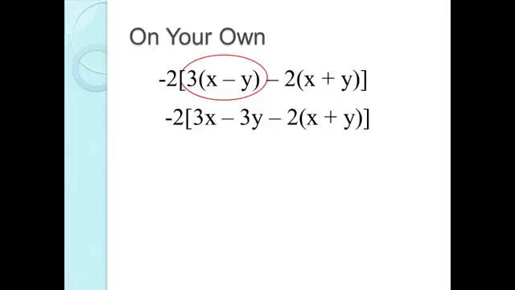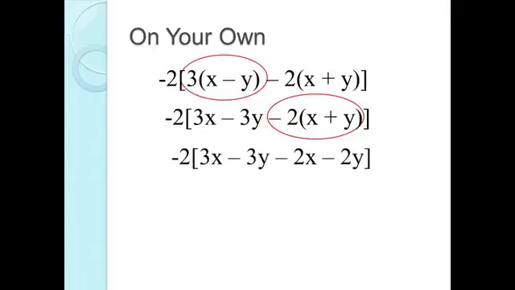Rewriting the problem, we see we must next distribute the negative 2 to the second set of parentheses. Negative 2 times x is negative 2x, and negative 2 times y is negative 2y. Inside of the brackets, we would then have 3x minus 3y minus 2x minus 2y.